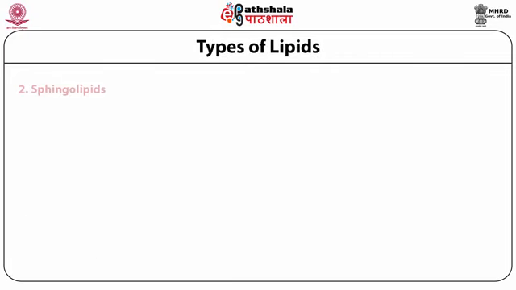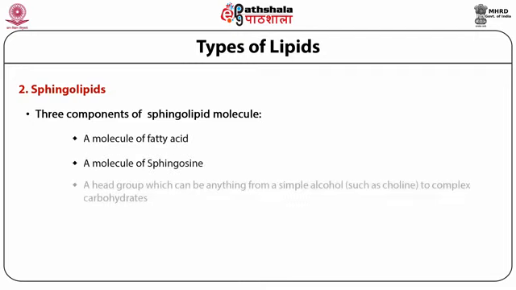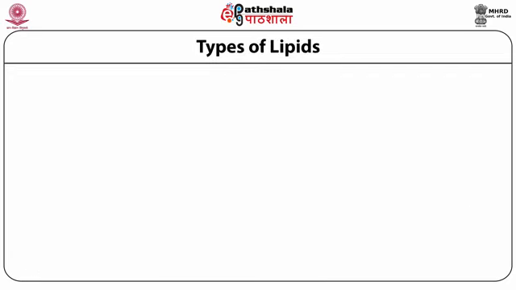Second type of lipid is sphingolipids. Sphingolipids are made up of sphingosine, which forms the backbone of the molecule. The three components of sphingolipid molecules are a molecule of fatty acid, a molecule of sphingosine, and a head group which can be anything from a simple alcohol such as choline to complex carbohydrates. Examples of sphingolipids include sphingomyelin and glycosphingolipids.